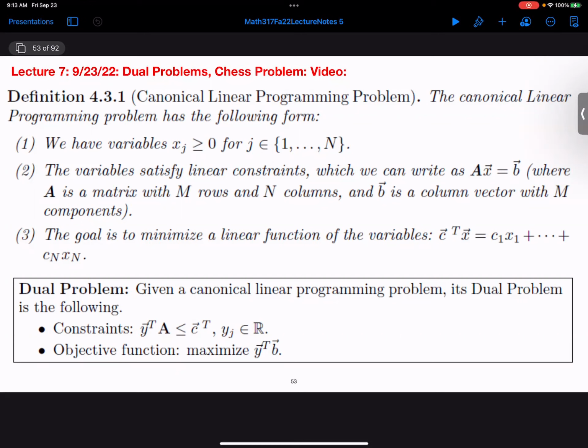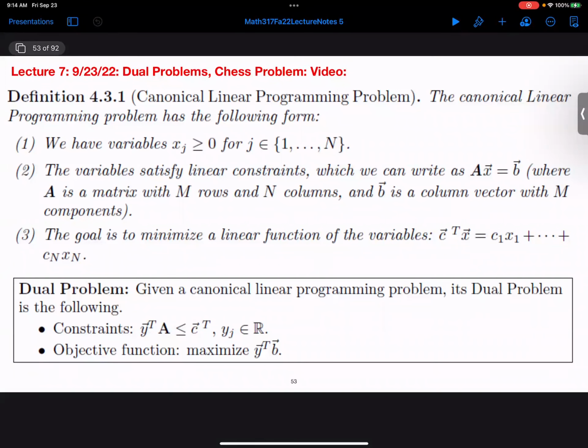Now, it turns out that given any problem, there's a dual problem. So the dual problem has as its constraints y transpose A is less than or equal to C transpose, where the y's are real numbers, and we want to maximize y transpose B. So you notice that in the dual problem, we have a lot of the same characters as the original problem. We have the B from AX equals B. It's now occurring in the objective function. We have the C that was in the objective function now occurring in the constraints.